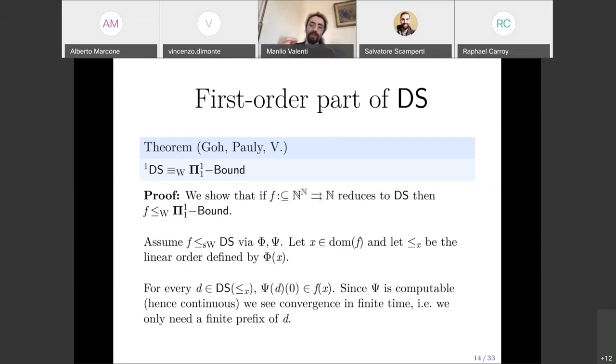Then what happens is that this order is going to be ill-founded, so you get a descending sequence through this order. You apply the backward functional to the descending sequence, and this backward functional has to produce a name for an output of f. But the name for an output of f, since natural numbers are represented by a string, where n is represented by all the strings that begin with n, you only care about the first element of the string. And by hypothesis, this is going to be a solution for f. But here's the trick: since the backward functional is computable, in particular it's continuous, convergence happens in finite time. So we will not really need the whole descending sequence. We just need a finite prefix of the descending sequence to get a solution.